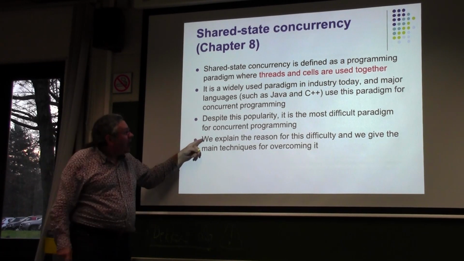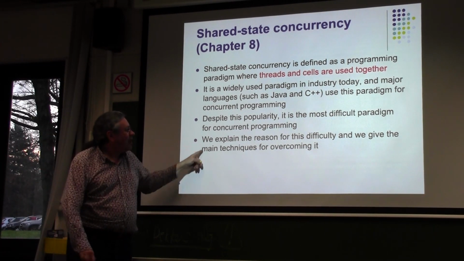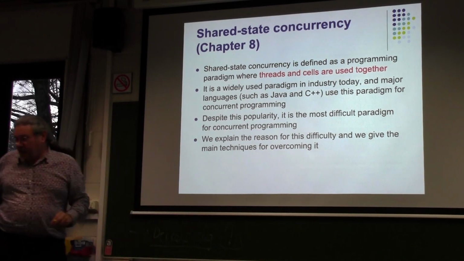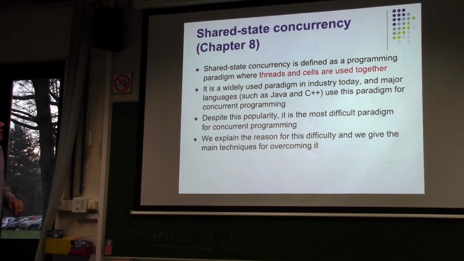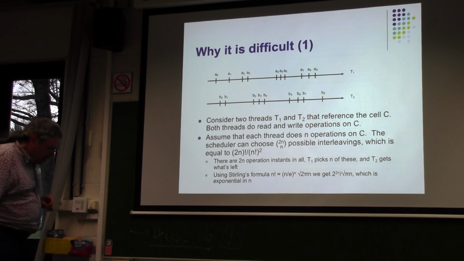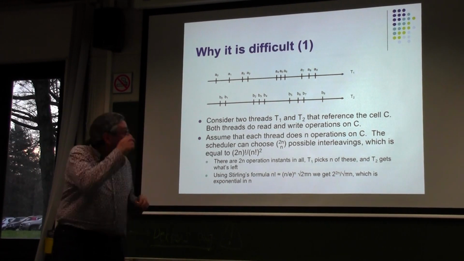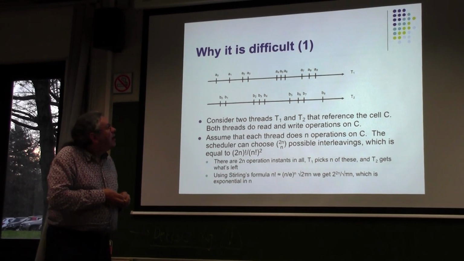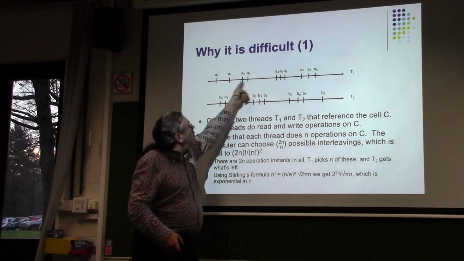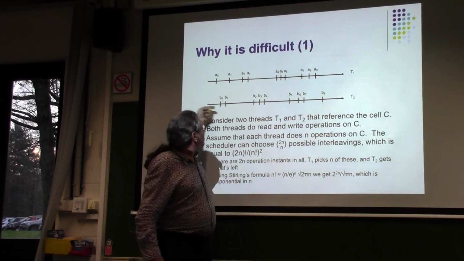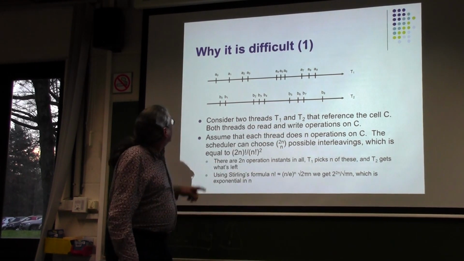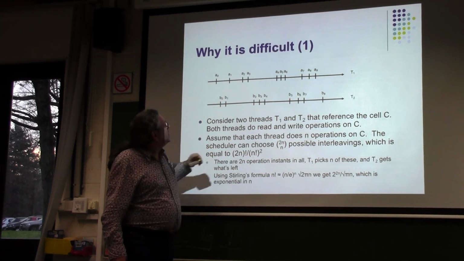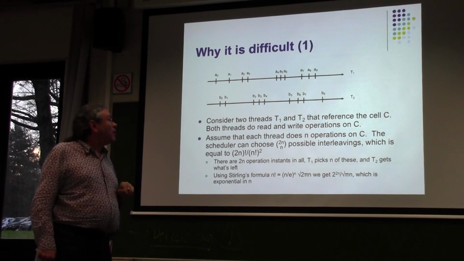And it's because it's so hard. And I will tell you why it's hard, so you will understand why. Here I explain the technical reason why shared state concurrency is so difficult. Assume we have two threads, T1 and T2, so the time is going from left to right, and each of these little things is an operation on a cell.